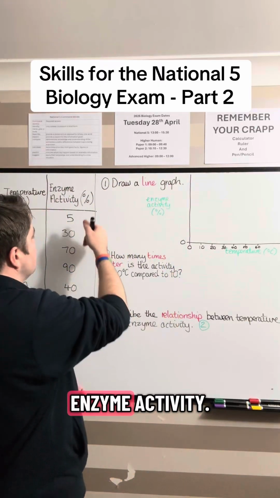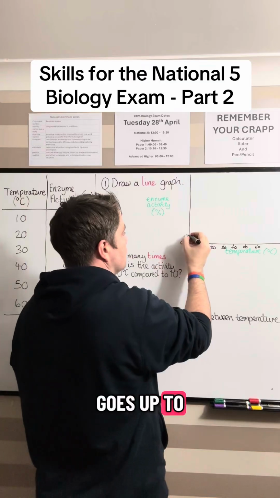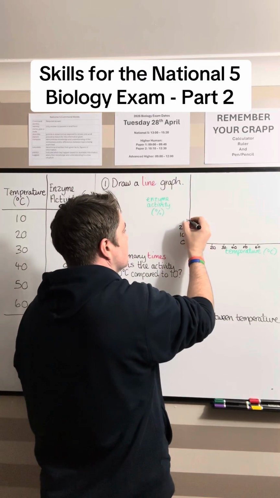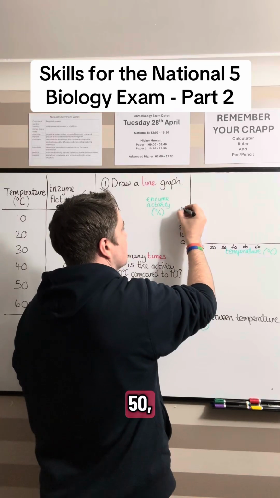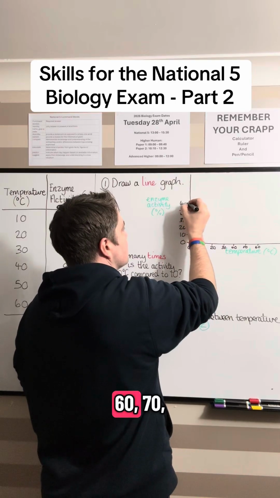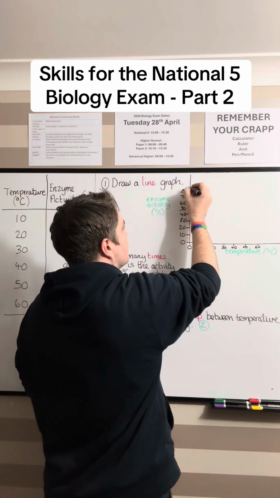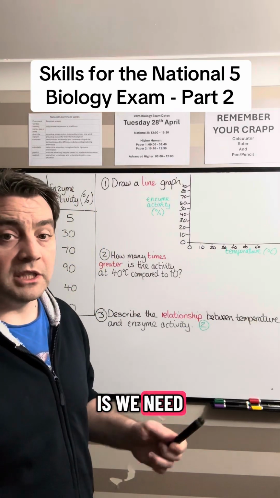Up the side here we've got enzyme activity. Now the highest value for enzyme activity is 90, so we need a scale that goes up to 90, okay? So we've got 10, 20, 30, 40, 50, 60, 70, 80, and 90 up there, okay? Now what we need to do is we need to plot that data.